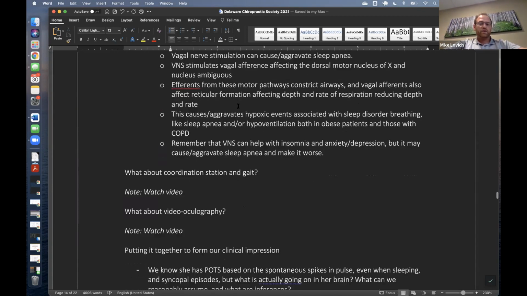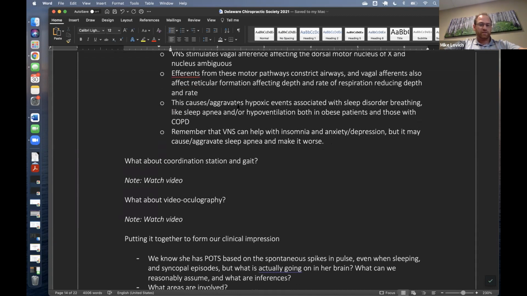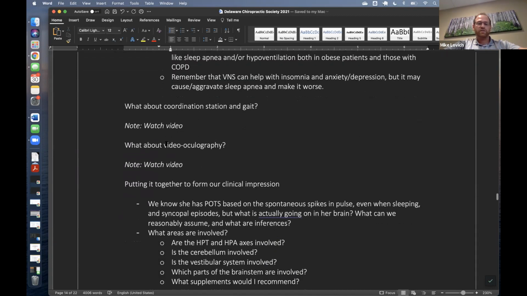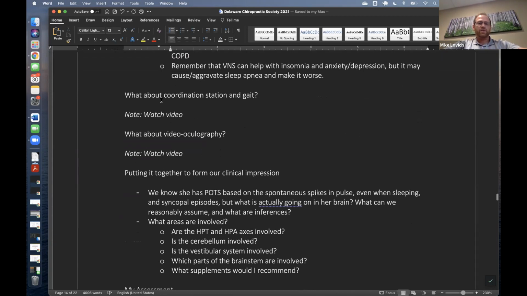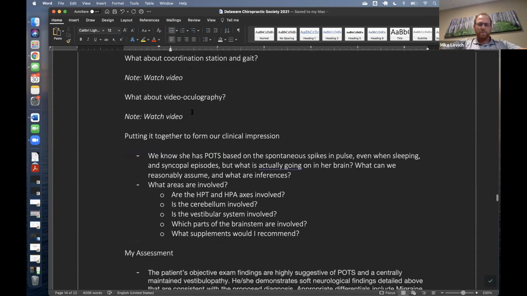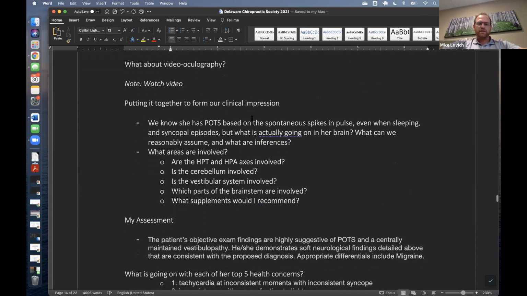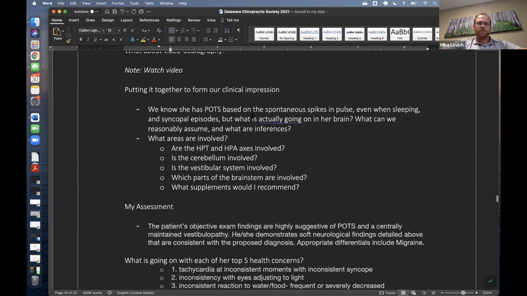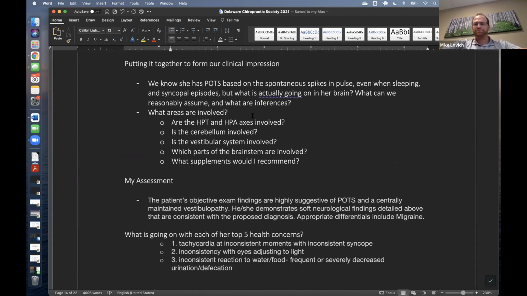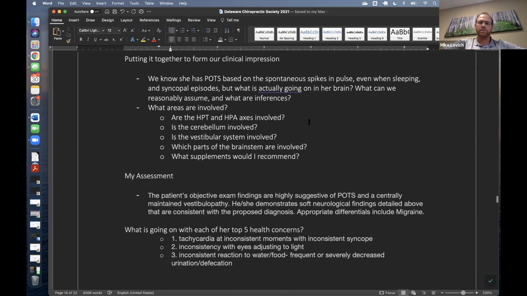Okay, coordination, station, and gait. And then we already watched the video on video oculography. We already threw that in there. We did that last time. And then coordination, station and gait. I don't have that video on this computer. I was trying to find it. I didn't have access to it. Basically, so let's go through this and form our clinical impression. After one of our breaks, I'll see if I can find that video and we'll go through that one.